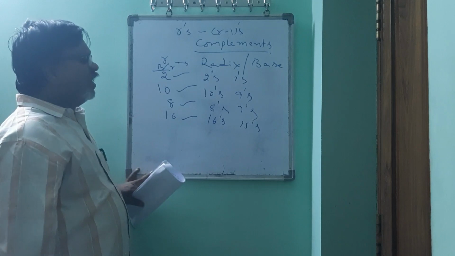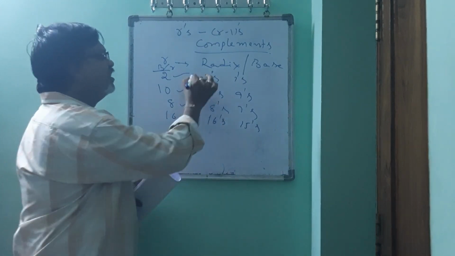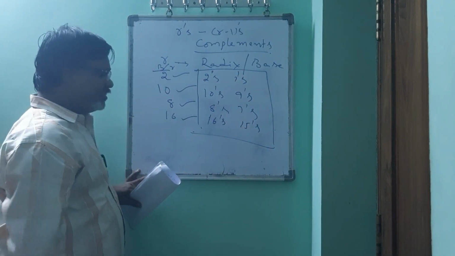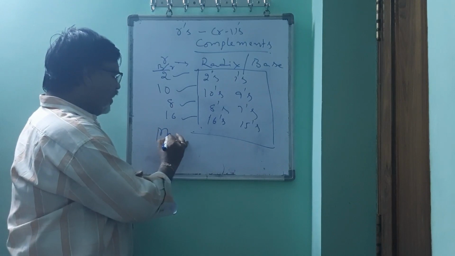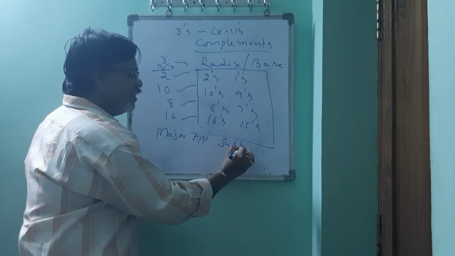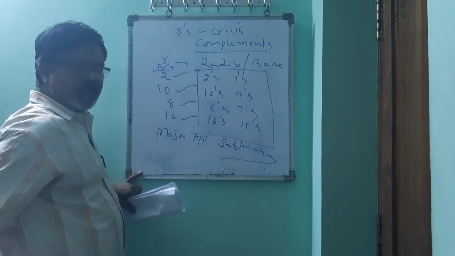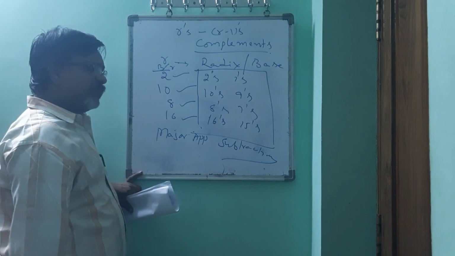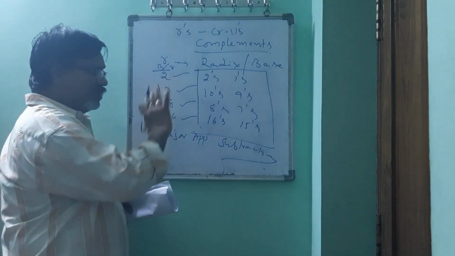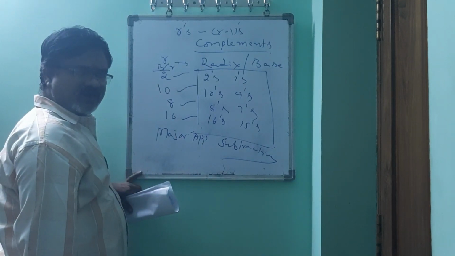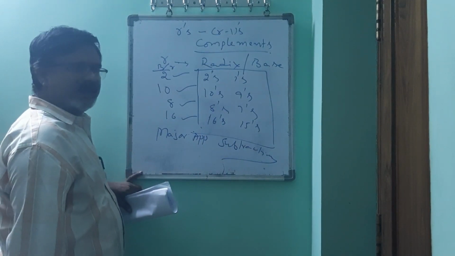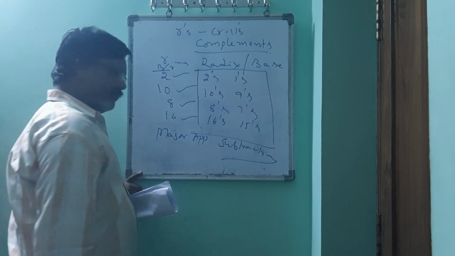So in this session, we will discuss how to generate r's and r minus 1's complements for different bases, and also the main application of the complement system, which is subtraction using r's and r minus 1's complements. Addition is very easy to perform by the general method, but subtraction in our computer system follows the r minus 1's and r's complement method. That's why we will learn how to perform the subtraction operation using r's and r minus 1's complements.